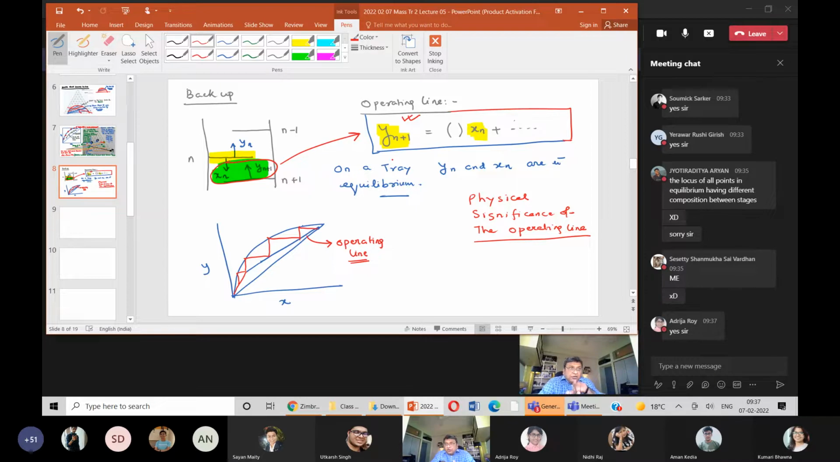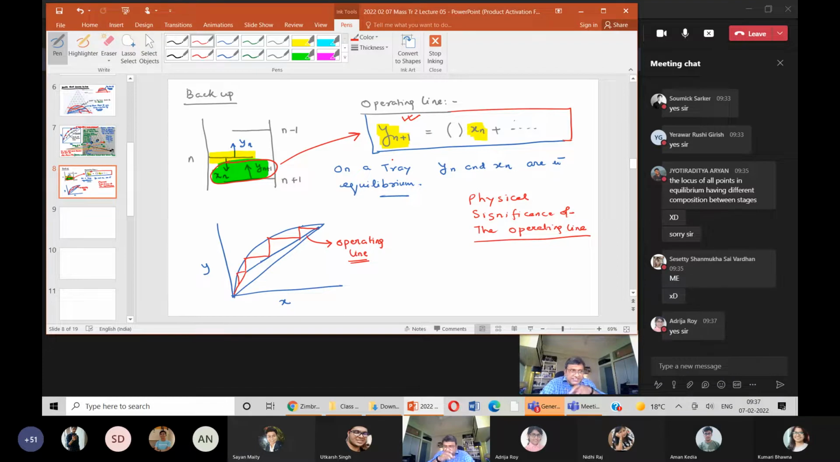Operating line is the locus of all possible combinations or relations between the liquid and the vapor for distillation between two stages. I repeat, it is the locus of all possible combinations of liquid and vapor between two stages for a given distillation column or given scenario of reflux, feed composition, etc. Is it clear to all?